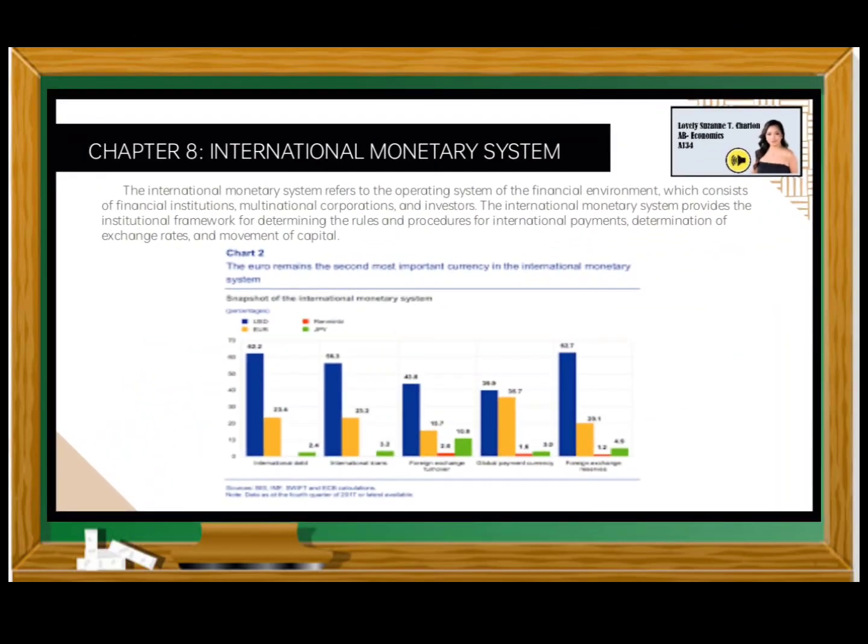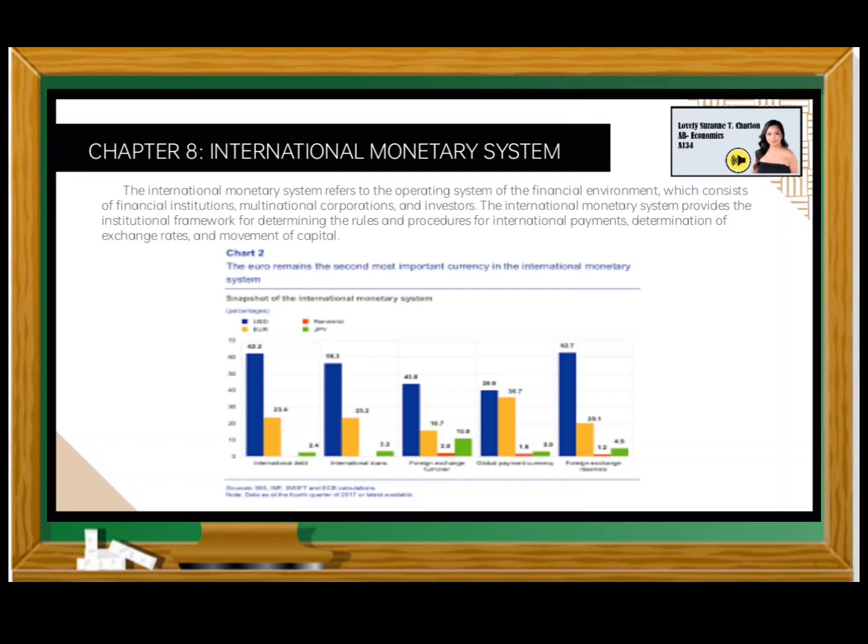Chapter 8, International Monetary System. The International Monetary System refers to the operating system of the financial environment, which consists of financial institutions, multinational corporations, and investors. The International Monetary System provides the institutional framework for determining the rules and procedures for international payments, determination of exchange rates, and movement of capital.